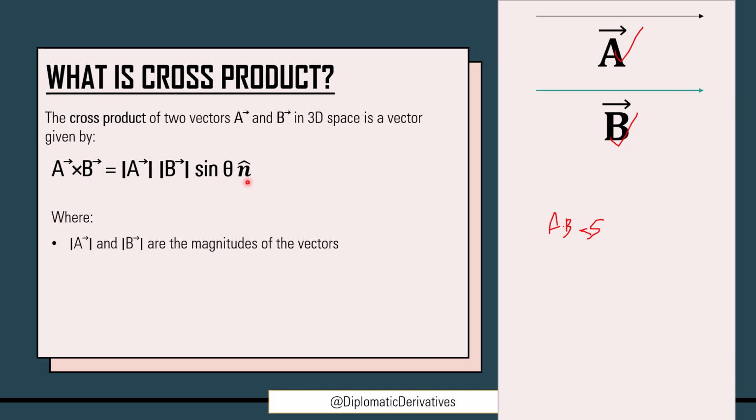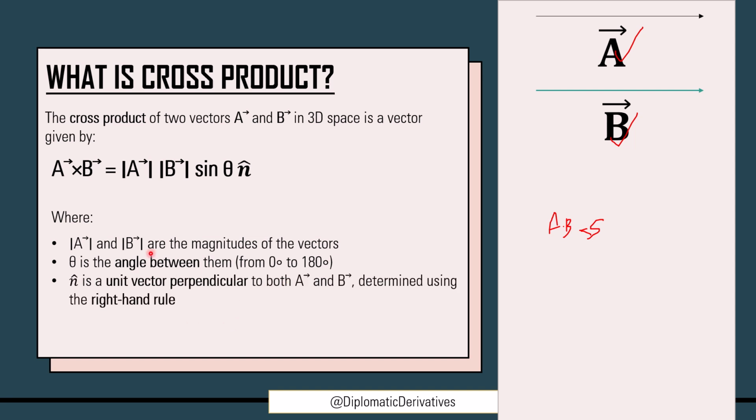Here a and b are the magnitudes of the vectors. Theta is the angle between them, again from 0 to 180 degrees, and n is the unit vector perpendicular to both a and b, determined using the right hand rule. You'll also see how to apply the right hand rule to find the direction of this resultant vector, which is the unit vector perpendicular to both a and b. The result is a vector. Make sure you remember this: in the scalar product of vectors we get a scalar, and in the cross product we get a vector.